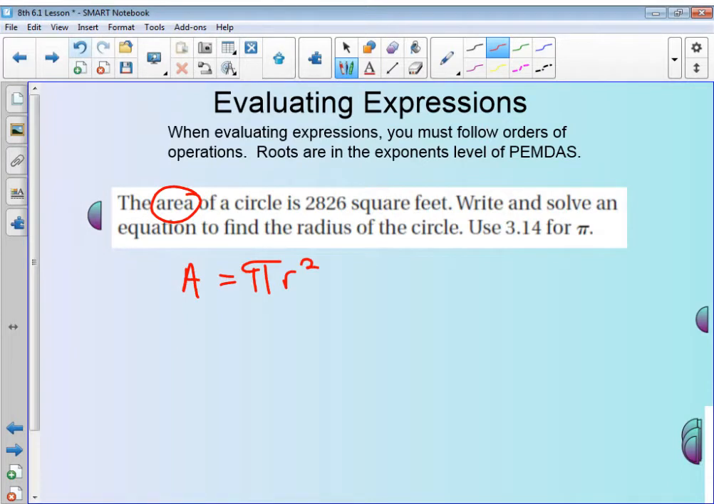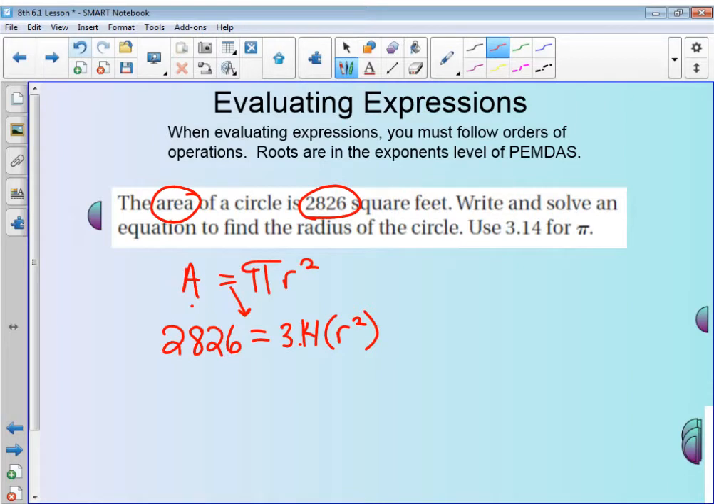So we're going to plug in all of the information that we know. Do we know the area? Yes, it's right here. So our area is 2,826. I'm going to then put my equal sign. Do we know the pi symbol? Yes, they want us to use 3.14. And then times our radius squared, which I don't know. That's what they want us to find.